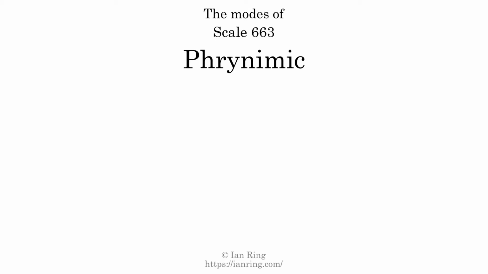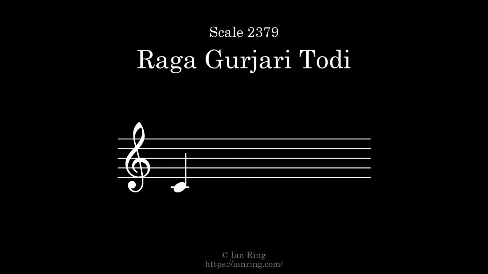This scale has 6 modes. The first mode is itself. The second mode is scale 2379, also known as Raga Gurjari Toddy. It sounds like this.